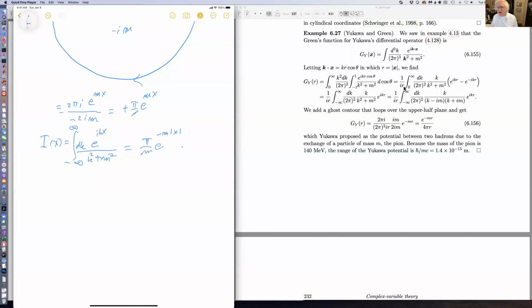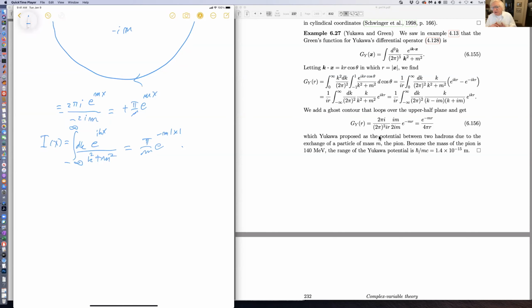One of the i's pops out here. The other changes k squared to just k, and so we have this. And now we can see that these two things, we can combine them into a single integral from minus infinity to plus infinity, and so that is, and if we factor the denominator, we have this.